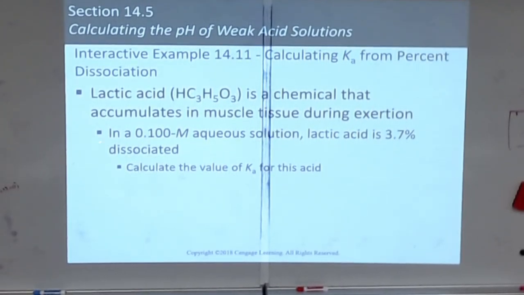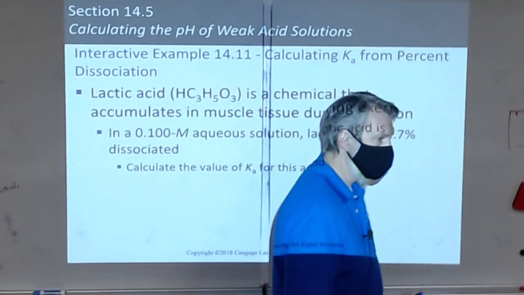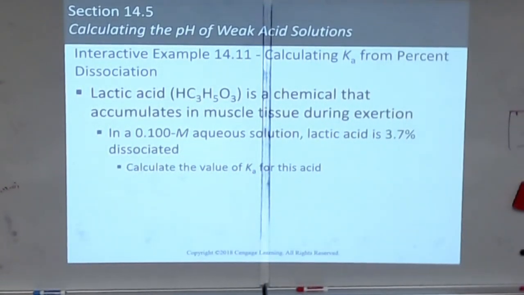All right. Anyway, in a 0.1 molar aqueous solution, lactic acid is 3.7% dissociated. Based on that, let's calculate the value of Ka. So if I know it's 3.7% dissociated, I should be able to figure out how many hydrogen ions I have, right?